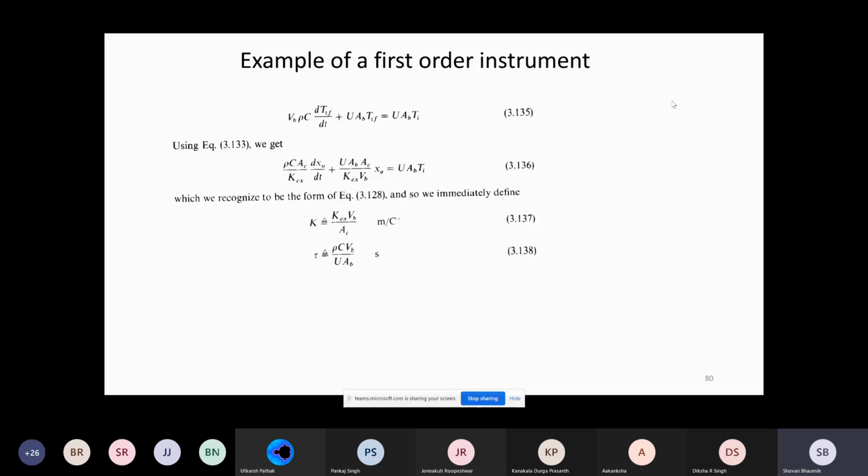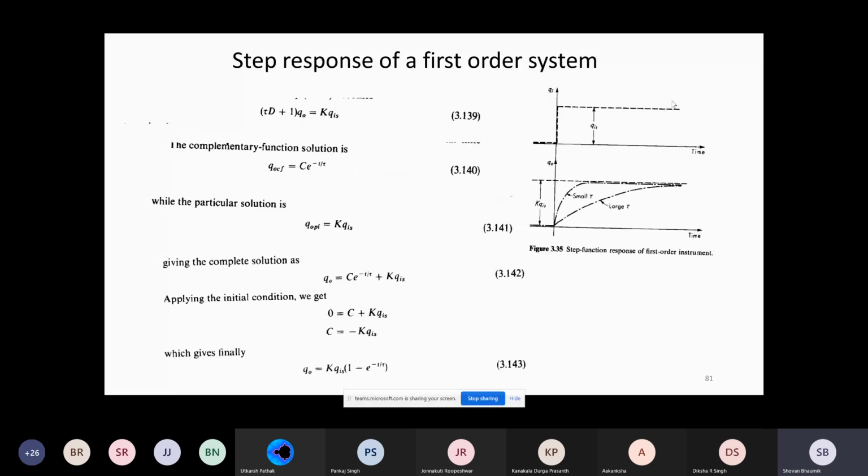From here, if we want to minimize tau, we minimize rho, and so on. See figure 3.35, the second figure. For small tau, it rises very quickly, and for large tau, it rises very slowly. So we want the response time to be less, so that it quickly reaches the steady state for a step input.